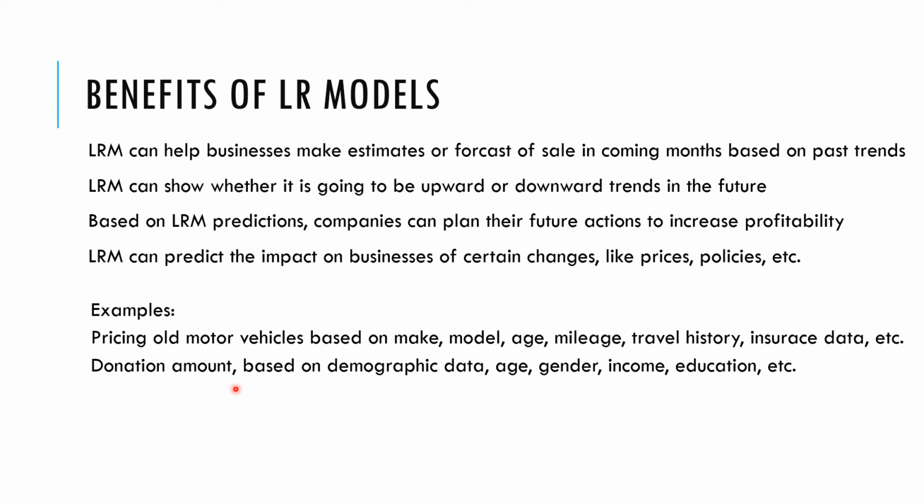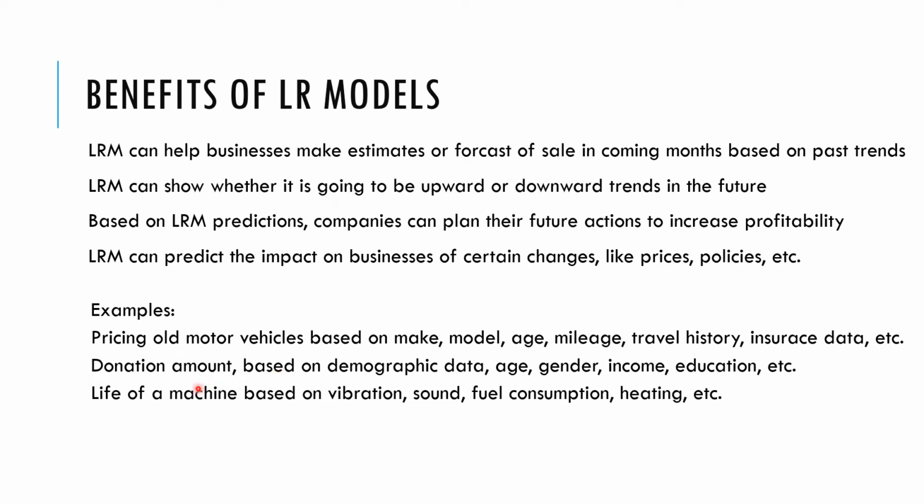Now let's say we are in the charitable business. Again, if we have a model based on historical data, looking at demographic data like age, gender, income, education, etc., we can predict how much donation we can expect from a person or from a group. Then the life of a machine. Let's say we have a machine and we build a predictive model, a linear regression model, based on historical data.